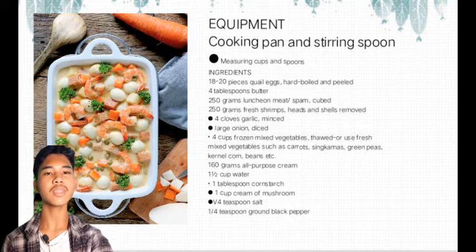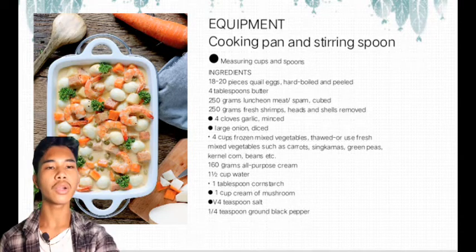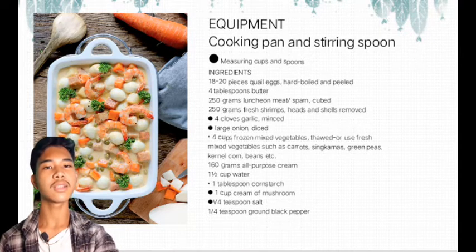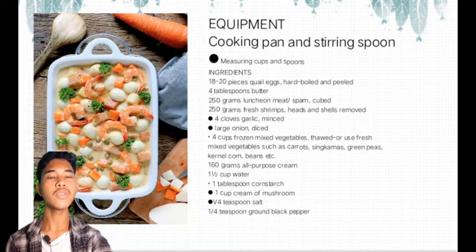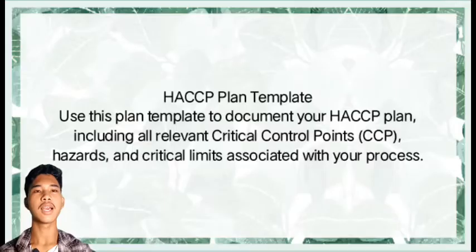diced, 4 cups frozen mixed vegetables, or use fresh mixed vegetables such as carrots, singkamas, green peas, kernel corn, beans, and etc. 160 grams all-purpose cream, 1 and 1/2 cup water, 1 tablespoon cornstarch, 1 cup cream of mushroom, 1/4 teaspoon salt, 1/4 teaspoon ground black pepper.